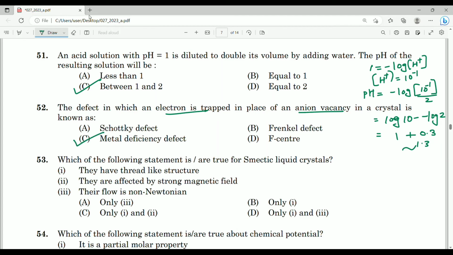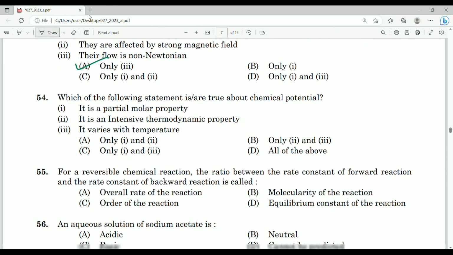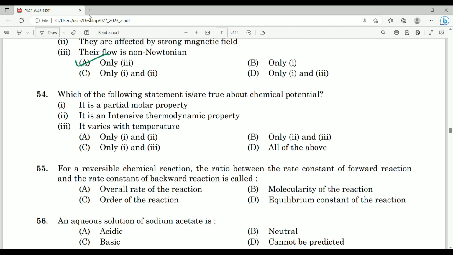53. Which of the following statements is or are true for smectic liquid crystals? They have thread-like structure. They are affected by strong magnetic field. Their flow is non-Newtonian. So the answer will be A option, only 3. 54. Which of the following statements is or are true about chemical potential? It is a partial molar property. It is an intensive thermodynamic property. It varies with temperature. So all are correct, D option.